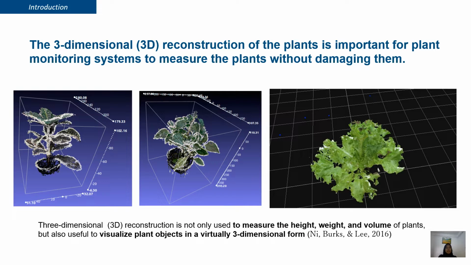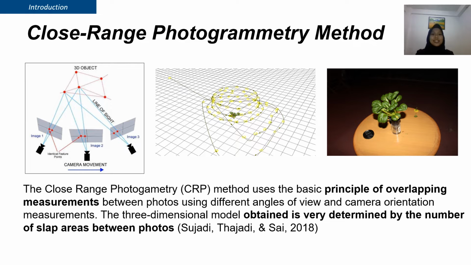Did you know we can measure plants without damaging them, using only a camera? Three-dimensional reconstruction is not only used to measure the height, weight, and volume of the plants, but is also useful to visualize plant objects in a virtual three-dimensional form. This research uses the CRP method, or close-range photogrammetry method. The close-range photogrammetry method uses the basic principle of overlapping measurements between photos using different angles of view and camera orientation measurements. The three-dimensional model obtained is very much determined by the amount of overlap between photos.